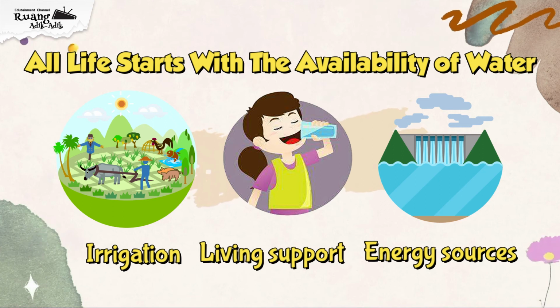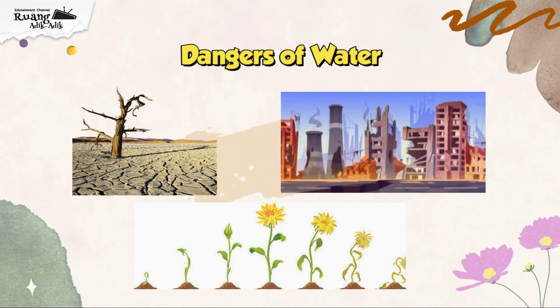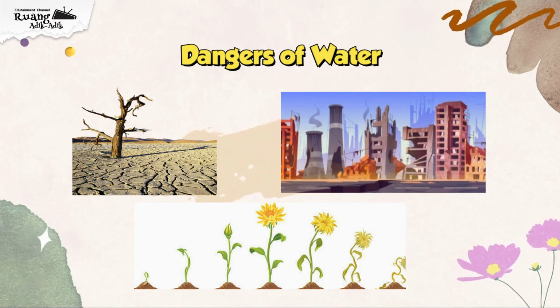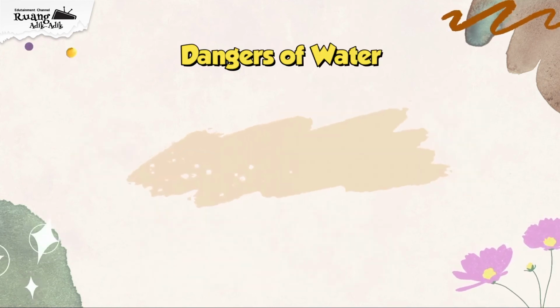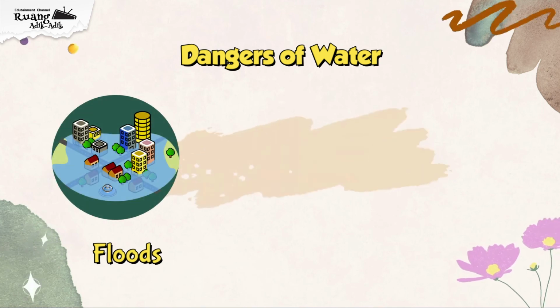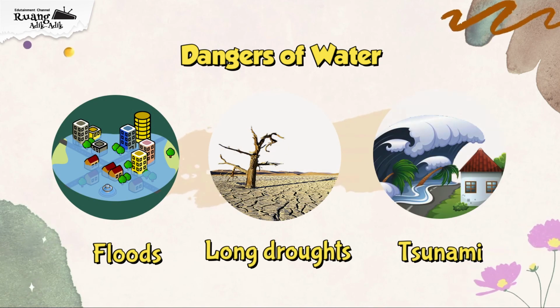So, use water wisely, okay? If you don't use water wisely, it can cause disaster. The dangers that will be caused by water are floods, long droughts, and tsunami.